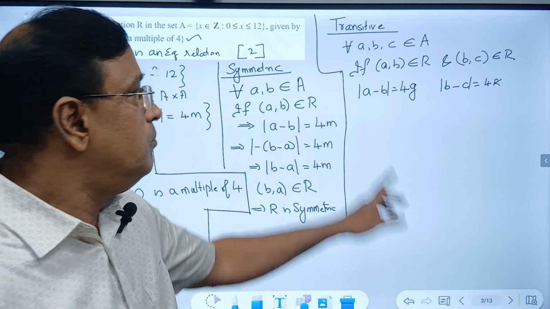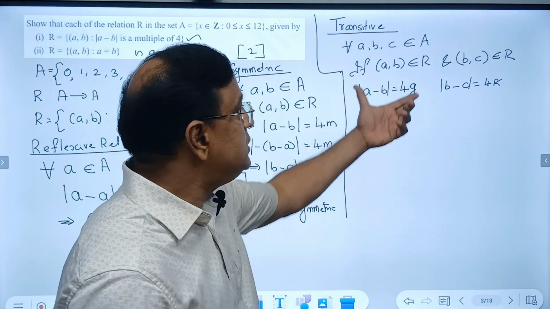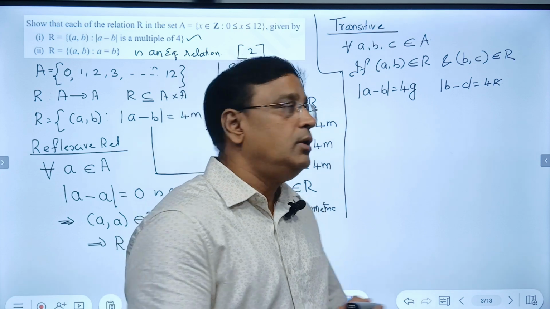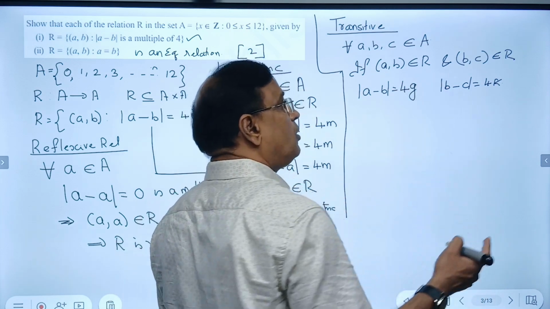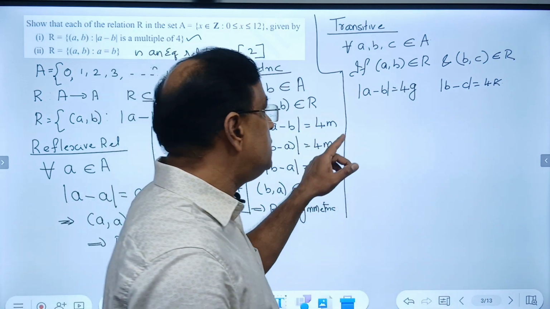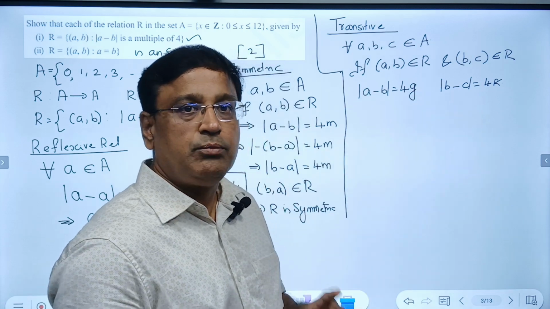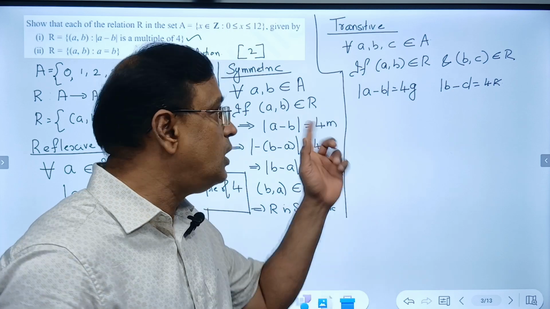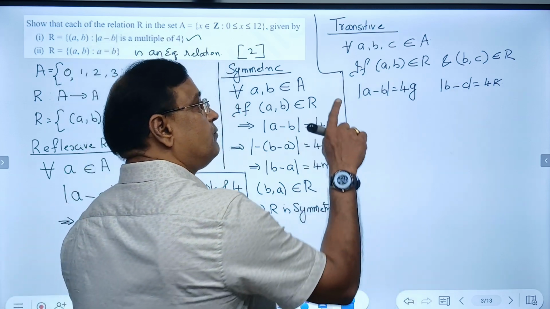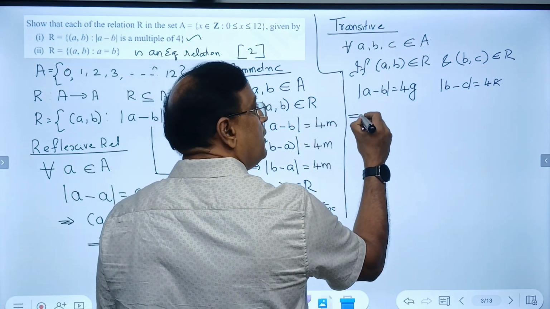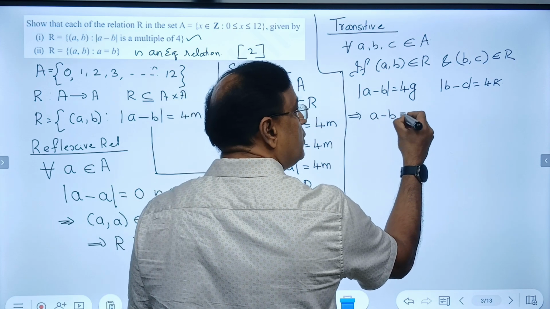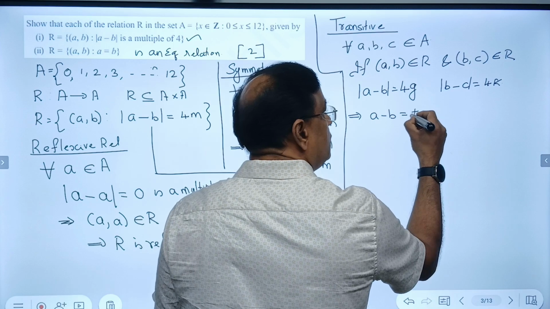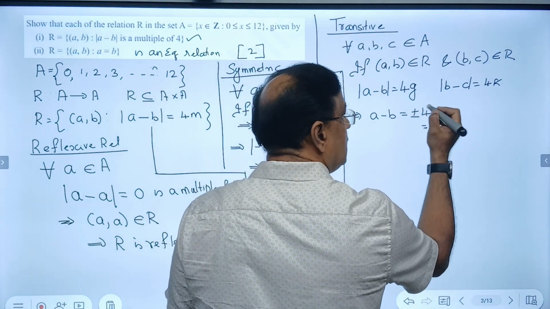Correct? Both are modulus. So you can't just add or subtract just like that, because it is not that if you add them, it becomes mod of a minus c. No. Don't think that b and b will get cancelled, because modulus, when I take the number inside, can be positive or negative. So you can't just add like that. So what do we do? Get rid of the modulus. So a minus b, when you get rid of modulus, as I told you, the term inside can be negative or positive. So you write it plus or minus 4g.